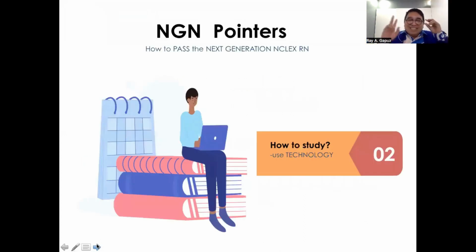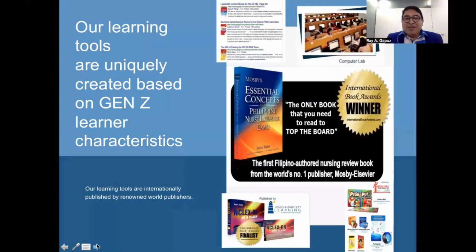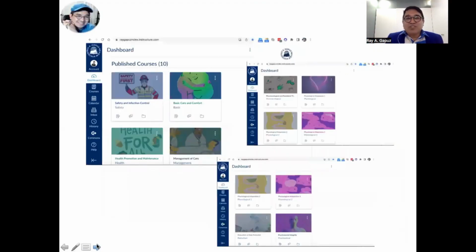Okay, so the second important thing is use technology to study the next generation. NCLEX is difficult to navigate if you are not familiar how to navigate the technology enhanced interface of the examination. So here at RA Gapuz, we have tools that have been published by world-class publishers. And of course, we have learning tools that address the different subjects on the NCLEX-RN.